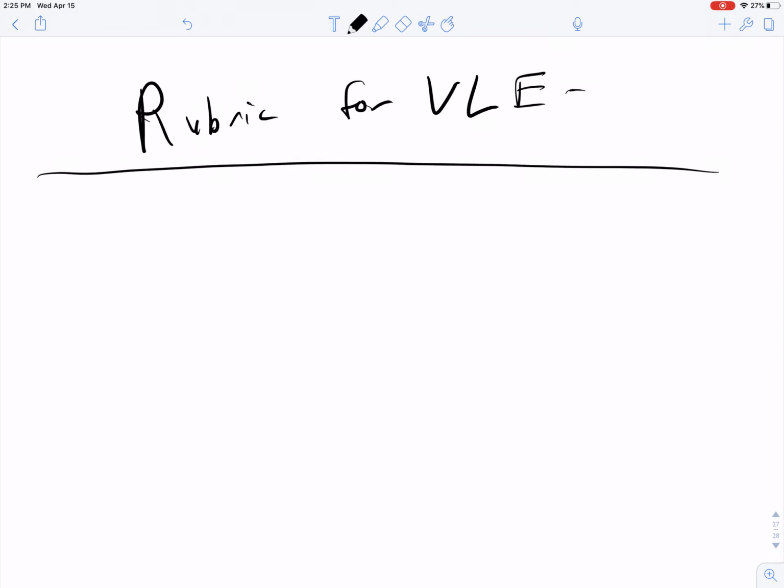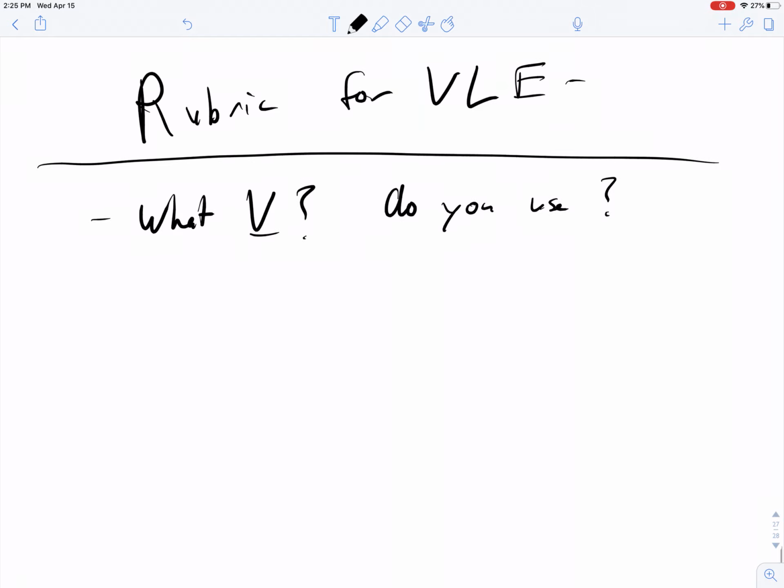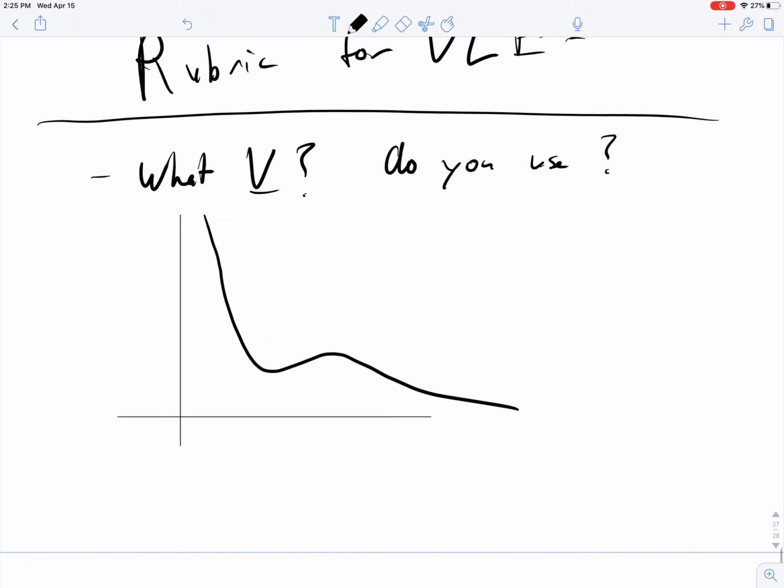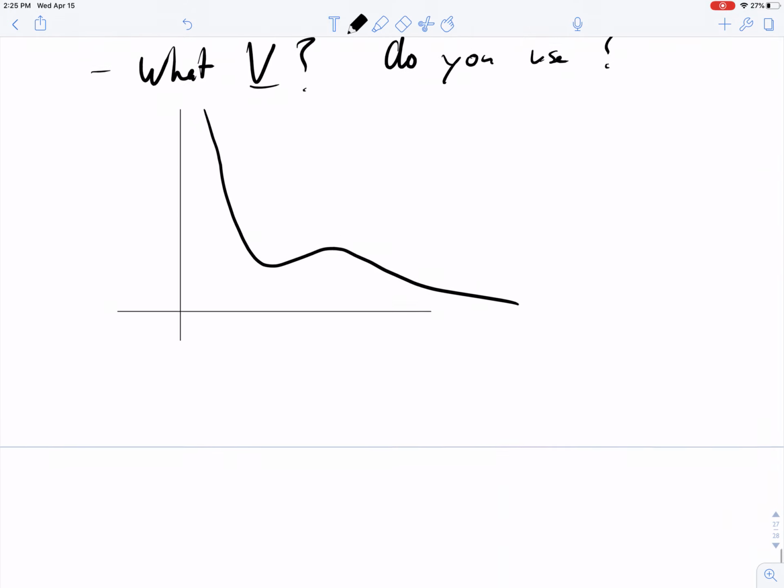So the first question is, when you're using fugacity, what volume do you use? And how do you go through this process? So let's draw this picture. Let's draw the picture of the behavior of an equation of state on an isotherm when you expect there to be coexistence between phases.